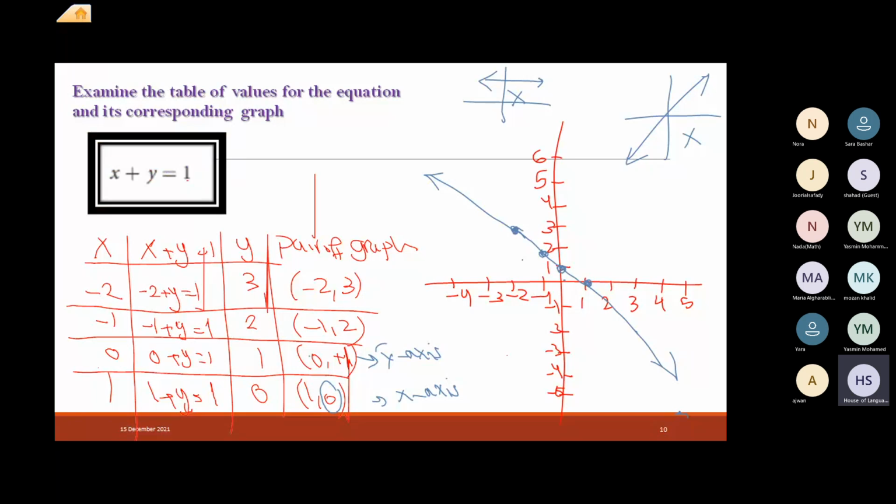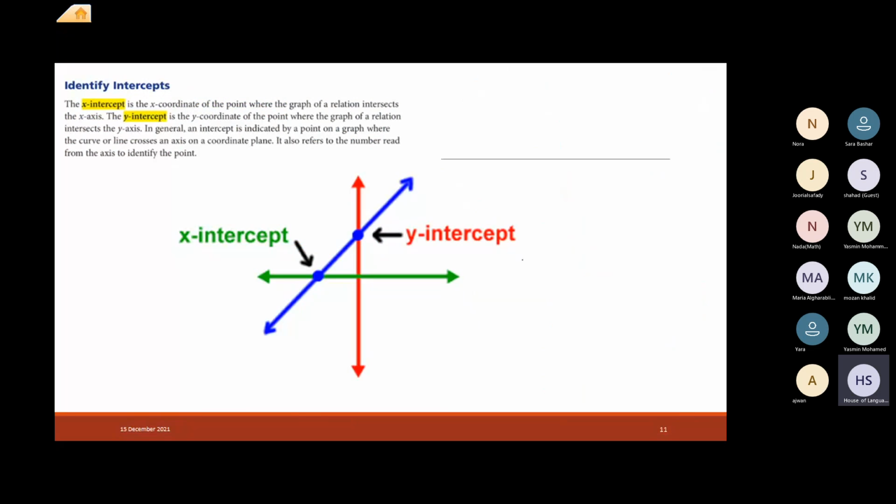Now let's talk about something which we call the X and Y intercept. What do I mean by X and Y intercept? The line which I drew: where does it cut the X-axis? We call it the X intercept. And at which point it cuts the Y-axis, we call it the Y intercept.